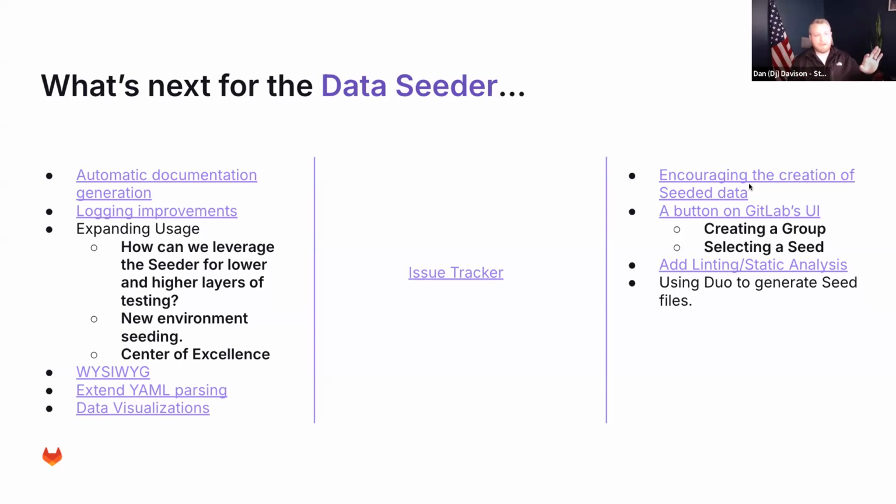You would drag and drop, I want an issue in a project. So I drag an issue into the project. It links automatically. You check a box for confidential. You set the created date. You have a date picker. So I wanted it closed yesterday at 2 p.m. And that's the WYSIWYG. Then a button on GitLab's UI is another notable one.